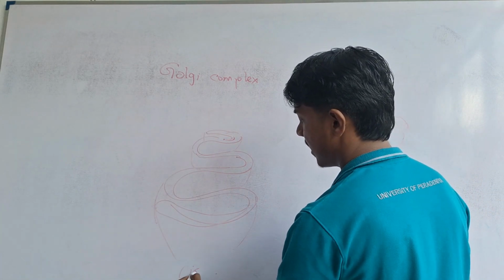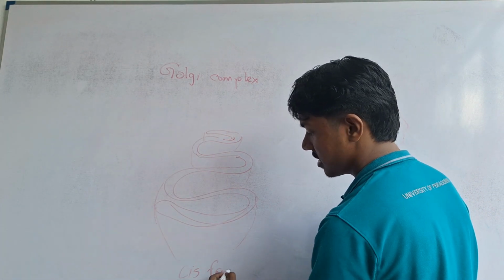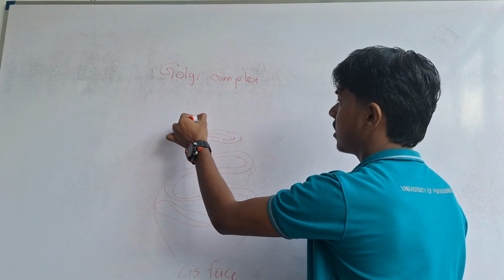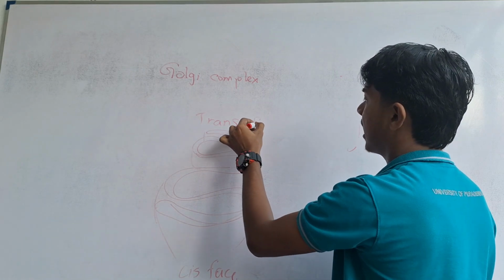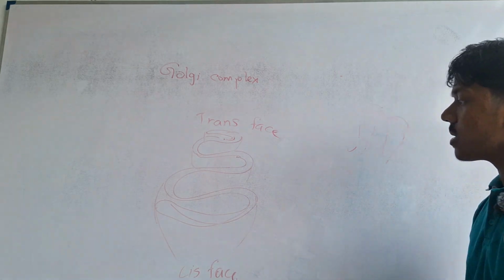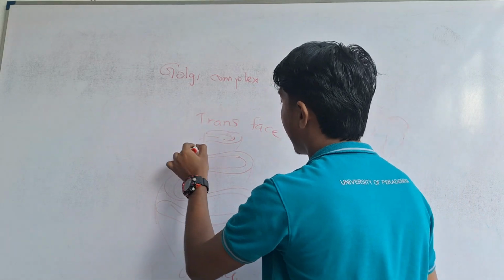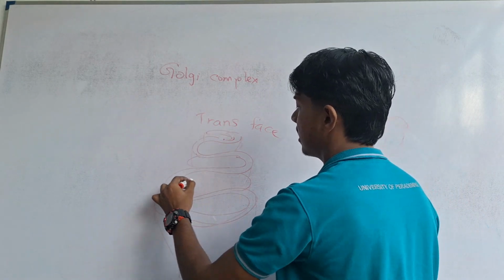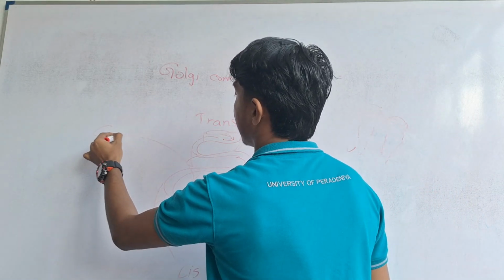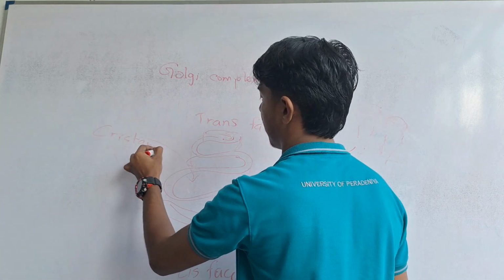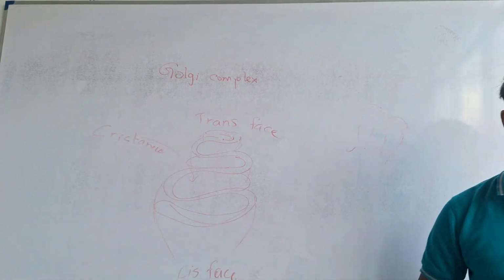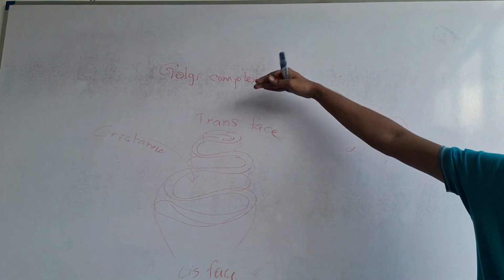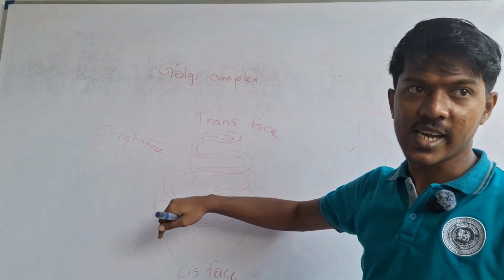This one is the cis phase. The opposite one is the trans phase. Between these 2 phases, there are pocket-like structures. Those structures are known as cisternae. Okay? Cisternae. Cis phase, trans phase, cisternae. Flattened sacs.